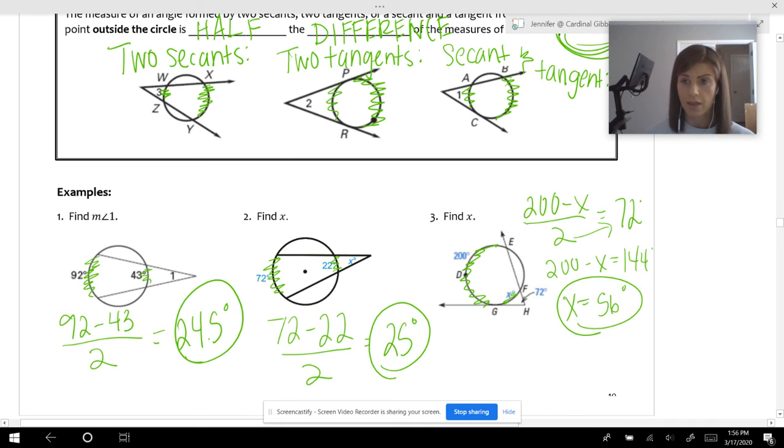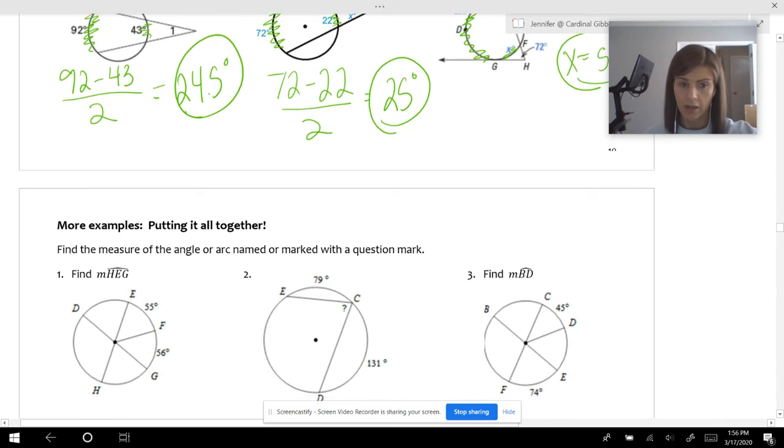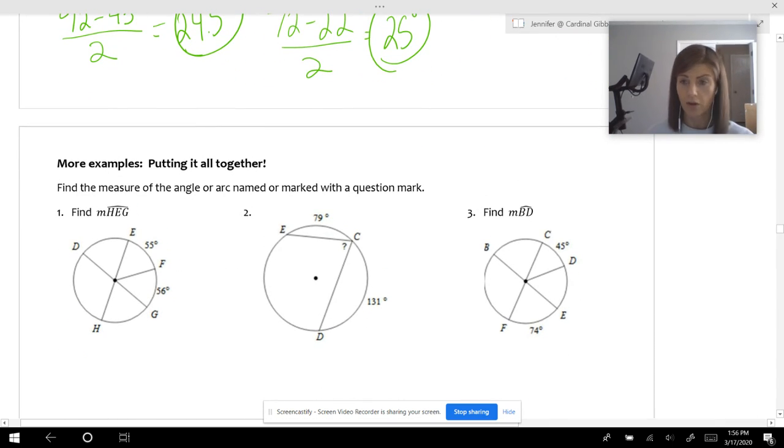So just like with inscribed angles, you can apply the formula in either direction. You can use the formula to find the measure of the angles, or you can use it to find the measurement of the arcs. All right, so if you look at the next page in your packet, this is the page that we are going to skip. So you don't need to worry about the examples on that page.